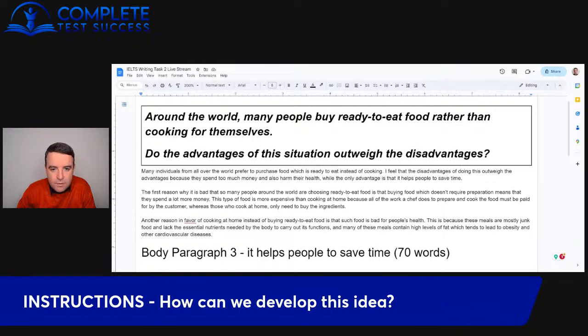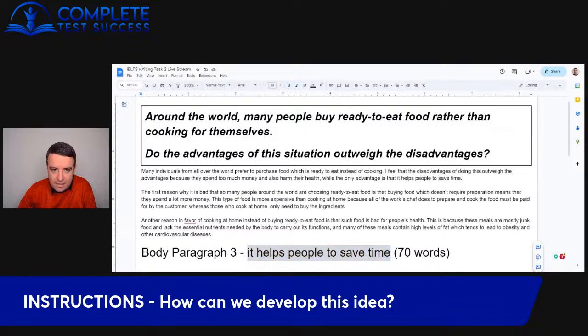So when we were trying to think of our main ideas, we were looking at the question, going, why do people eat ready-to-make food? Why are people eating this type of food? And we're going, what's an advantage of this? What's a disadvantage of this? And then we're thinking, well, it's an advantage because it helps us to save time. Now, when we're developing this idea, we can't just forget about what the question is asking us. The question is still about ready-to-eat food, and our essay is still about ready-to-eat food.